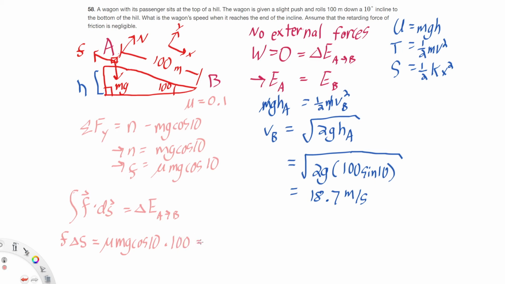And on the other side of the equation, we're going to have the change in energy, so the energy at B minus the energy at A, which is equal to 1/2 m v squared plus mg 100 sine 10.